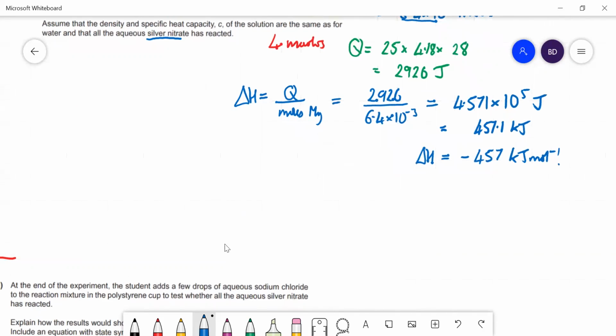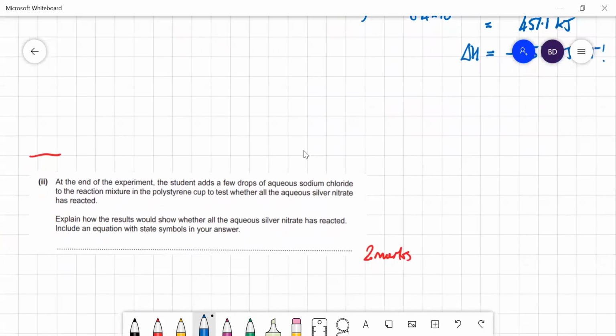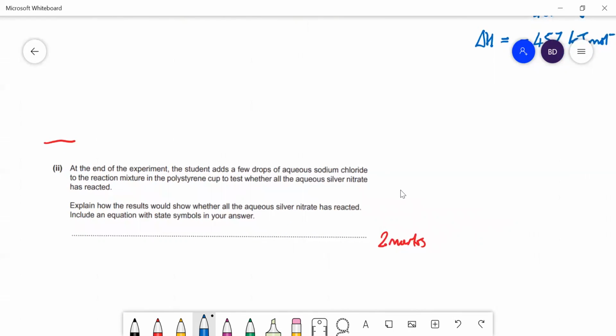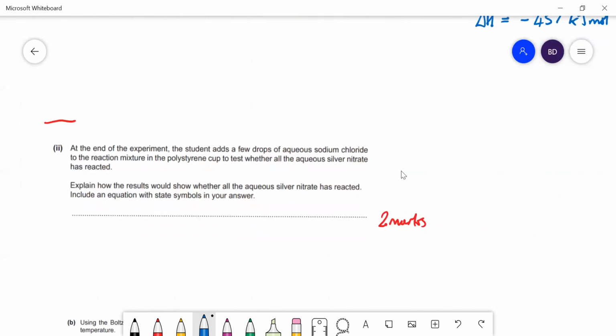Right. Now, at the end of the experiment, the student adds a few drops of aqueous sodium chloride to the mix in the polystyrene cup to test whether all the aqueous silver nitrate has reacted. Explain how the results would show whether it has all reacted. Well, what's going on there?